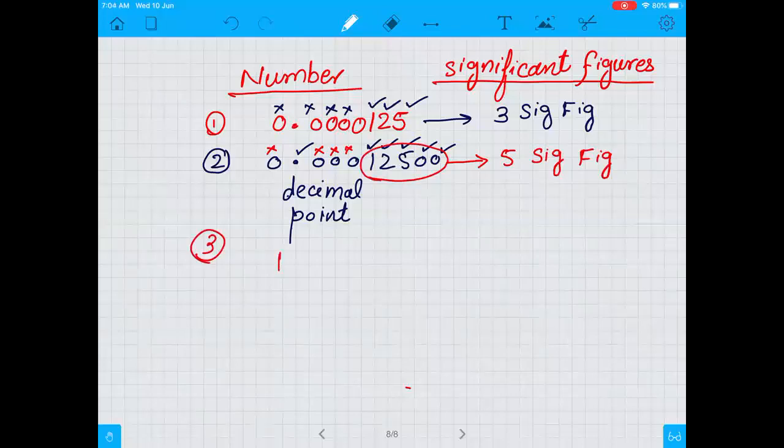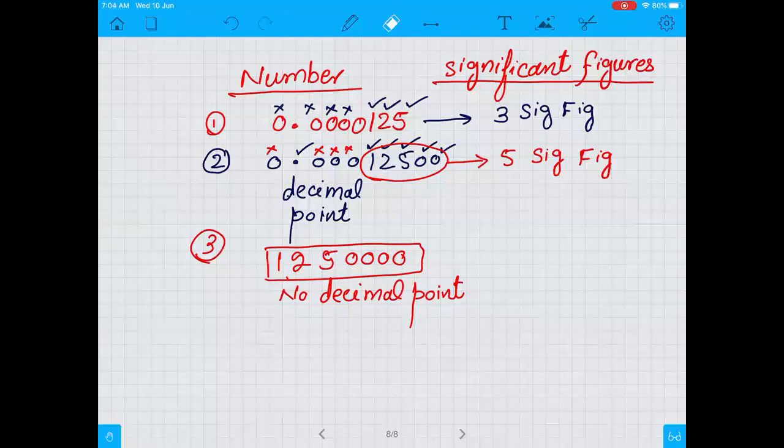Rule number 3, you have a number 125 and four zeros, 125 0000. And you see, the number has no decimal point. Now, by principle, if a decimal point is not present, then zeros which are following the non-zero digits will be insignificant. So these four zeros on the right side of the non-zero digits will become insignificant because the number has no decimal point. They should be crossed. Now these three digits are significant, and this number obviously has three significant figures.